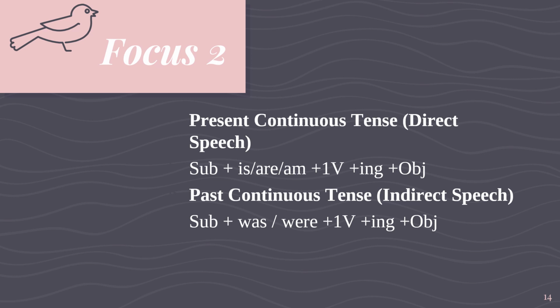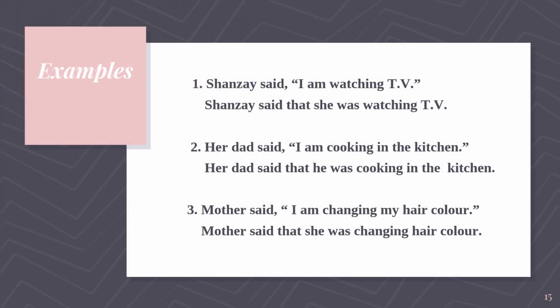Let me explain it to you with the help of examples. Shanze said, I am watching TV. Shanze said that she was watching TV. Shanze is a girl, so we have seen the subject here and then we have changed according to that in the direct speech. Her dad said, I am cooking in the kitchen. Her dad is a male, so her dad said that he was cooking in the kitchen. Am would be changed into was. Present continuous tense would be changed into past continuous tense.